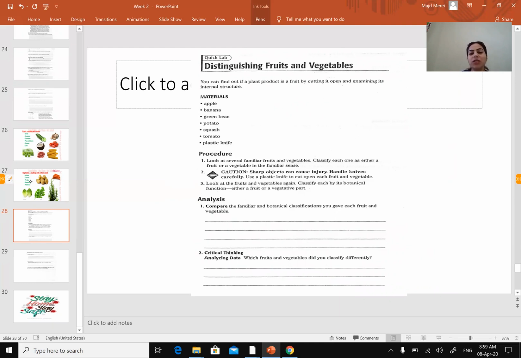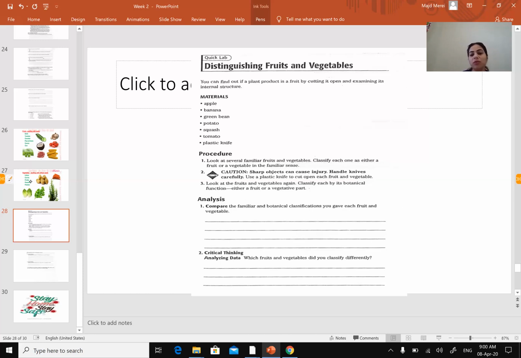Compare the familiar and botanical classification you gave for each fruit and vegetable. The familiar, apple, banana, they are fruits. But green bean, potato, squash, tomato, they are all vegetables. This is the familiar classification. But according to botanical classification, classifying the plants according to their scientific name, according to the species, apple, banana, green bean, squash, tomato, they are all fruits.